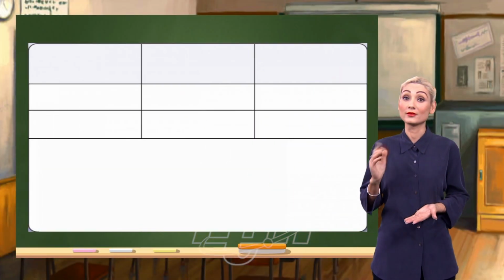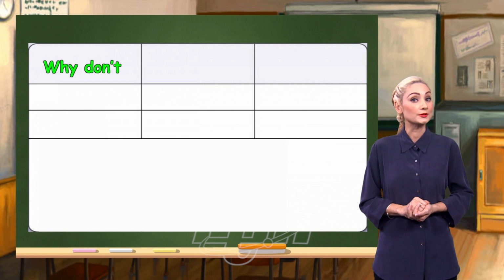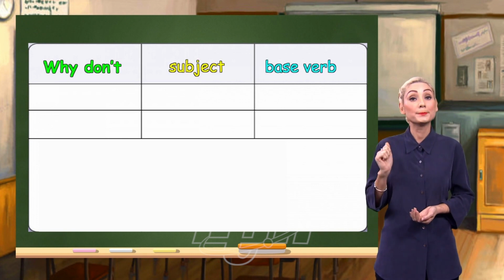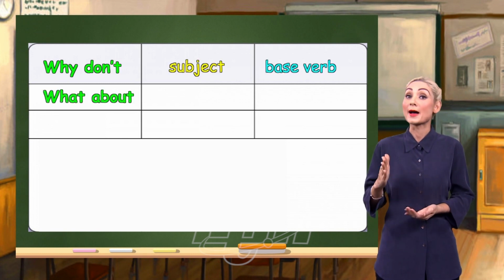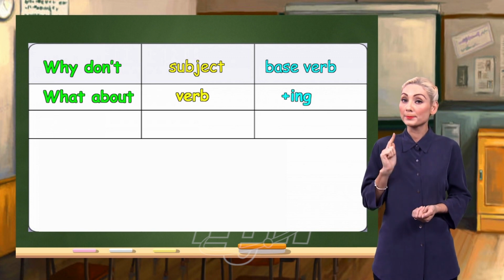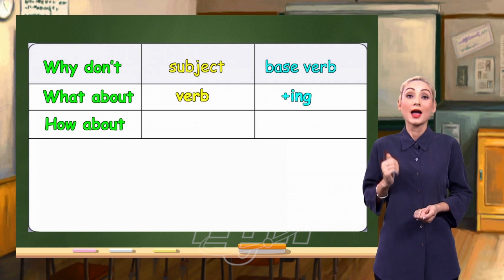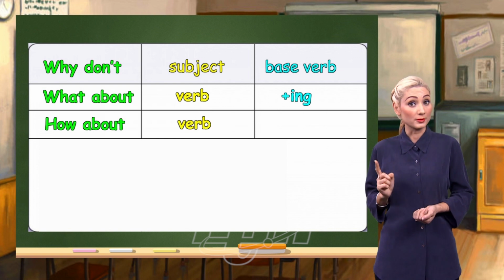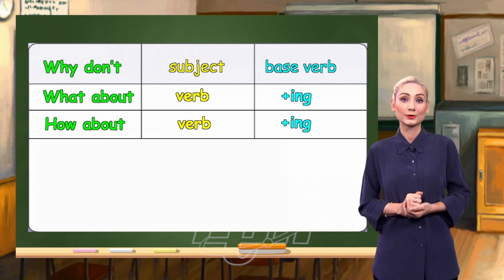Another way to give suggestions is by asking a question. You can use either one of these formulas. Why don't, followed by the subject and a base verb. What about, followed by a verb plus ing. How about, followed by verb plus ing.